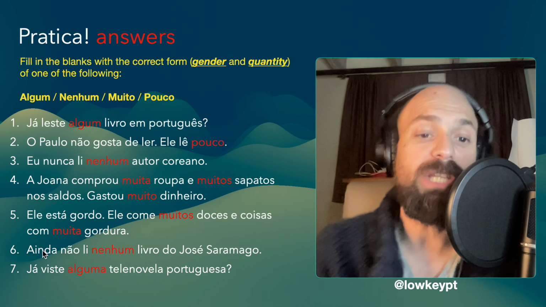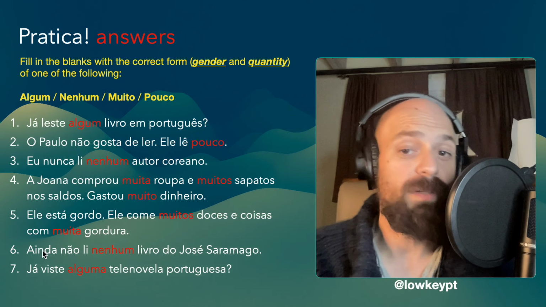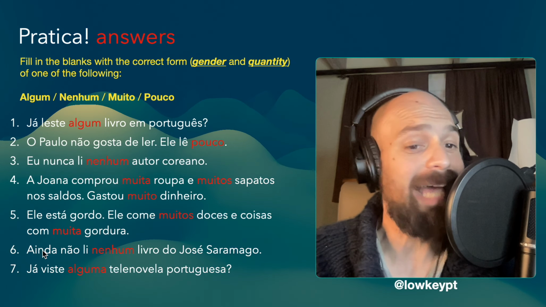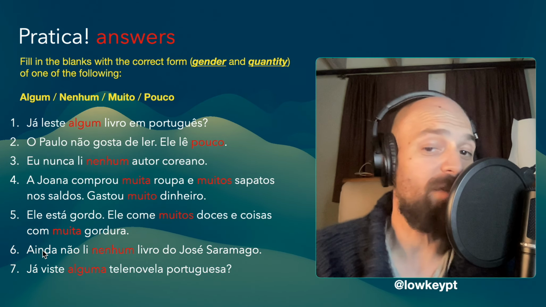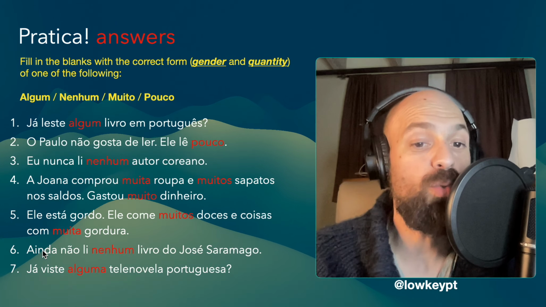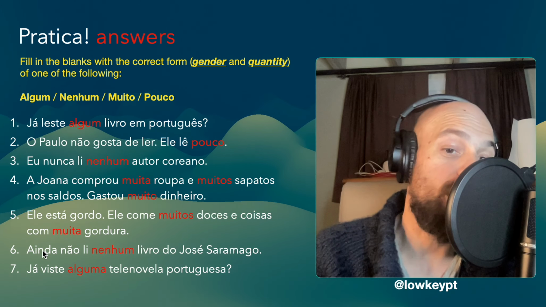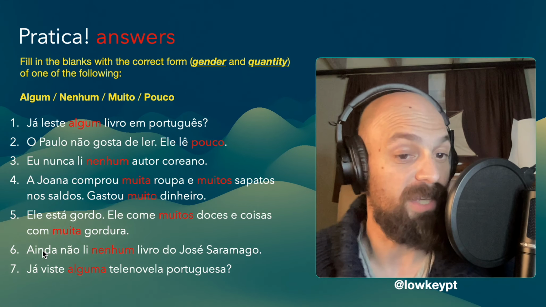Número 6, ainda não li nenhum livro do José Saramago. So José Saramago is a very famous Portuguese author. He won the Nobel Prize. One of the most established Portuguese authors of all time. In this case, we're talking about his book, livro, não li. I have not read nenhum livro. I haven't read any books. Nenhum livro do José Saramago. Livro singular. Our quantifier also has to be masculine and singular.